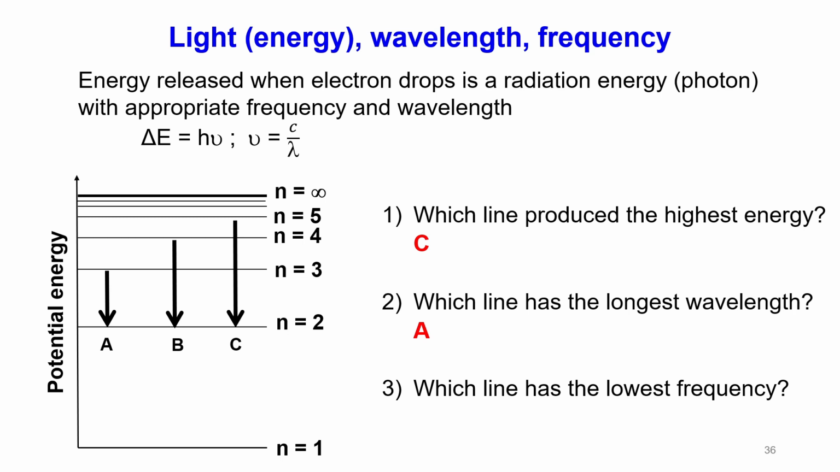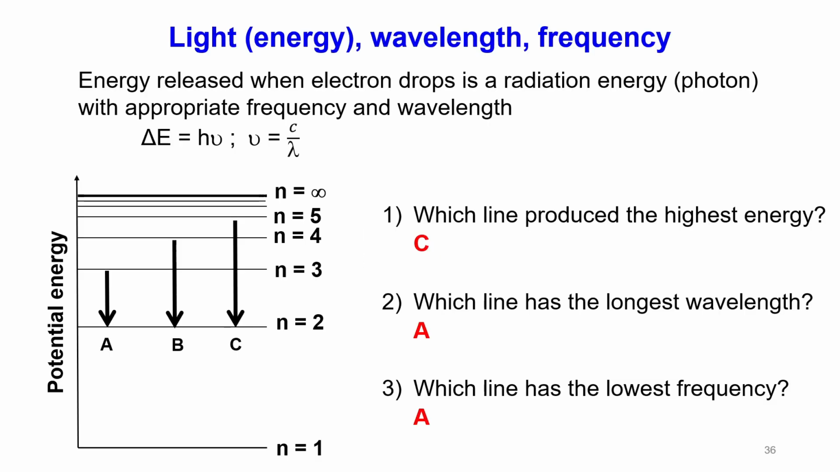Lowest frequency. Jadi frekuensi dia adalah inversely proportional terhadap wavelength. Jadi bila wavelength semakin tinggi, frekuensi semakin rendah. So jawapan dia yang mana? The answer is A. Alright, so that's all for our part 2 in chapter 2.1. Alright class, thank you.